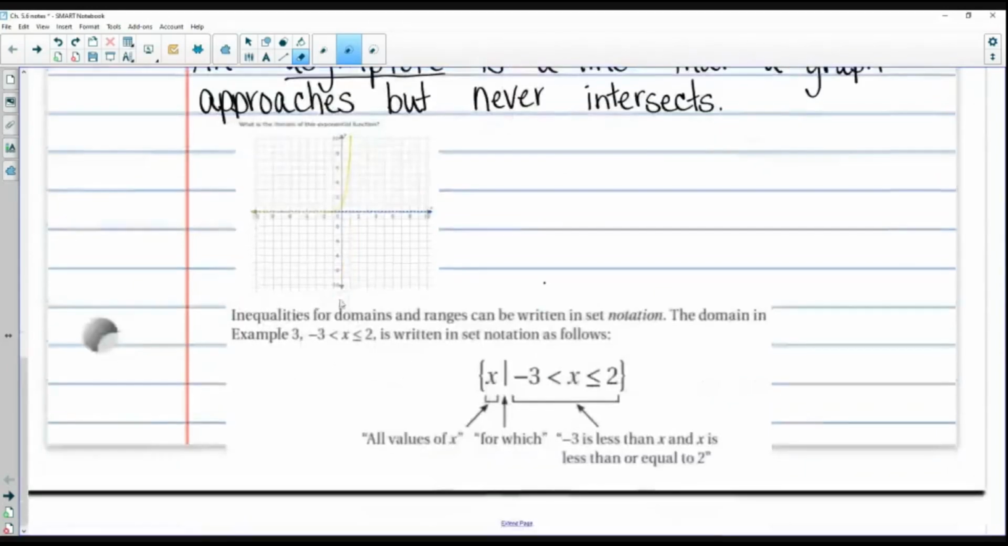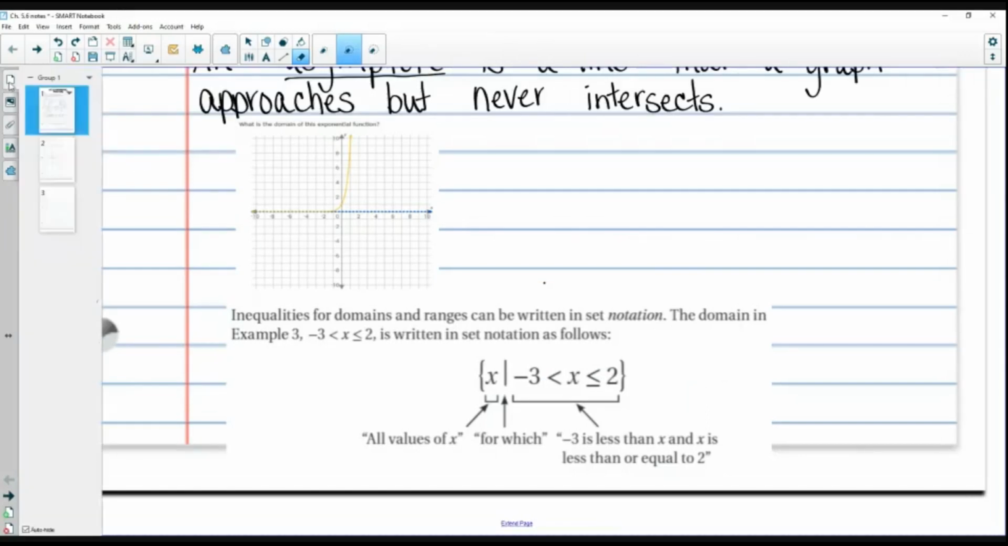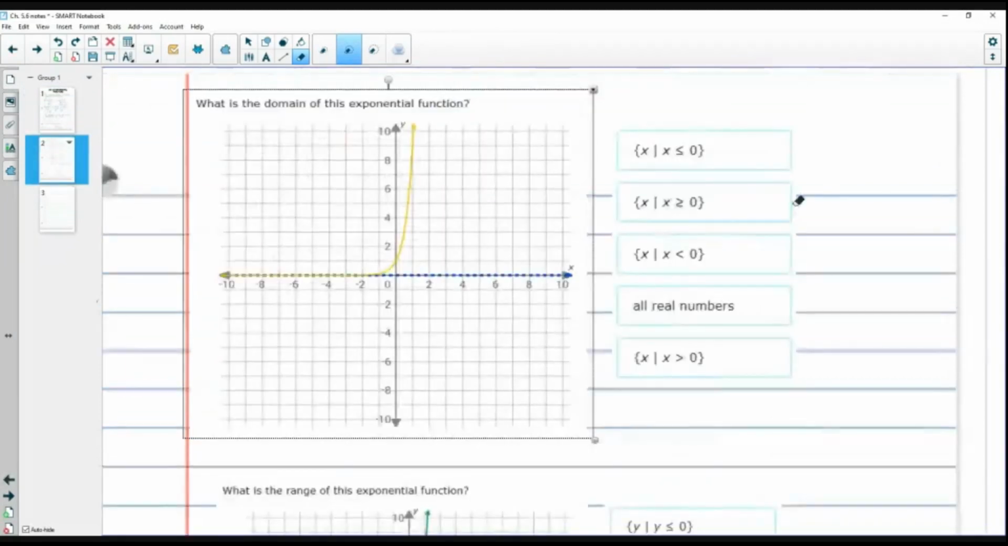Now, below it, I just want to remind you about domain and range. Remember, domain is all the x values and range is the y values. And here you'll see some of your answer choices with the x and this bar right here. And the way you say it is all values of x for which. So this little bar right here is the for which. And then you say whatever's behind it, okay? So all values of x for which. So let me show you. Like these answer choices. You see here all the values of x for which x is less than or equal to 0.